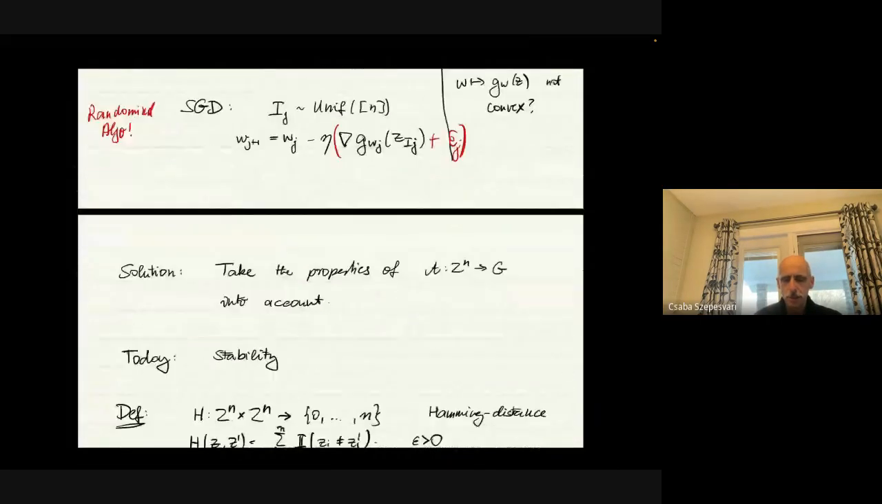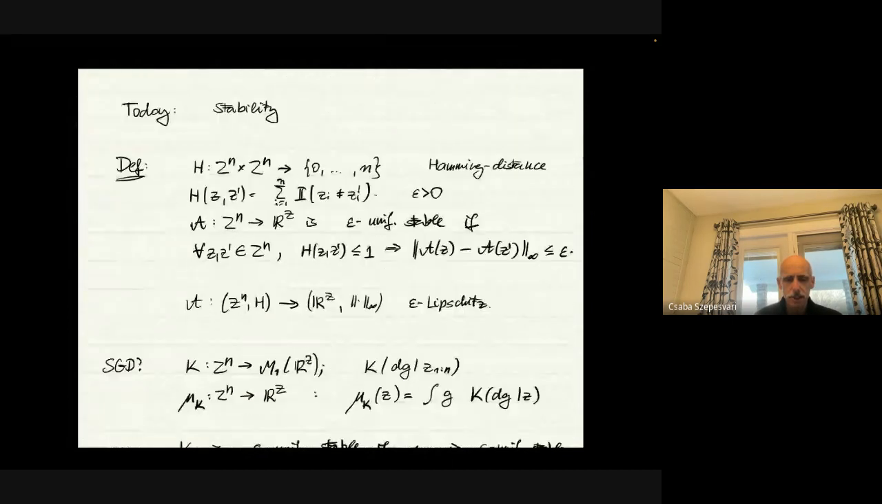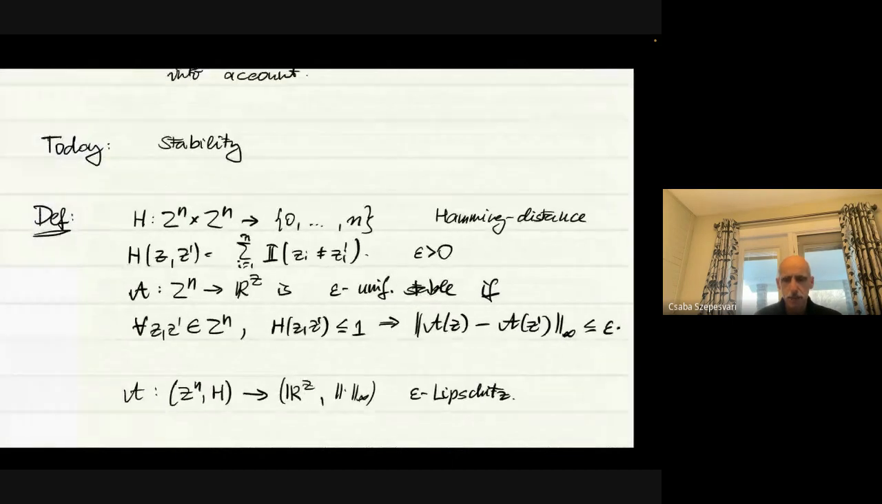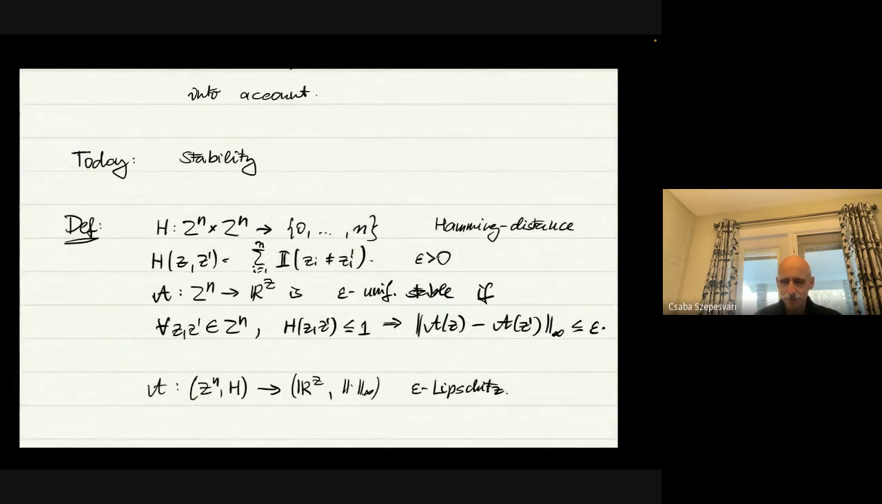All right, so we're going to take the properties of this map into account, and we do this using stability. This is going to be very familiar for Kushaksha, having worked on differential privacy. So how does this work? You take the n-tuples over the set Z, and we introduce the Hamming distance function, which takes two n-tuples and counts how many coordinates are different.